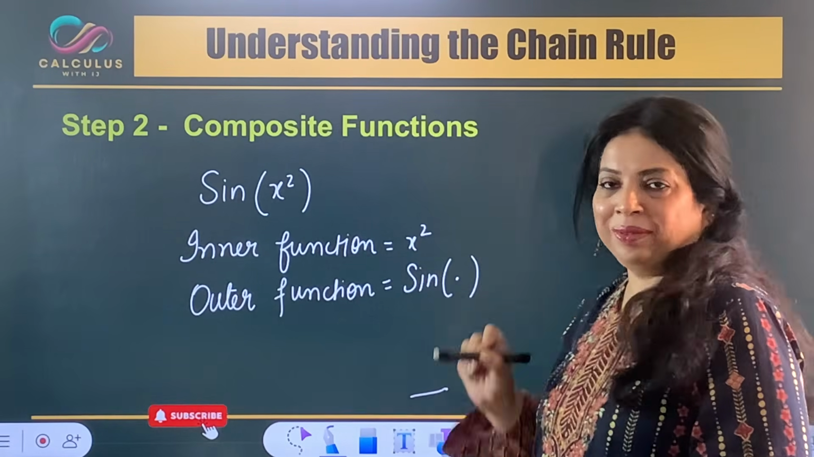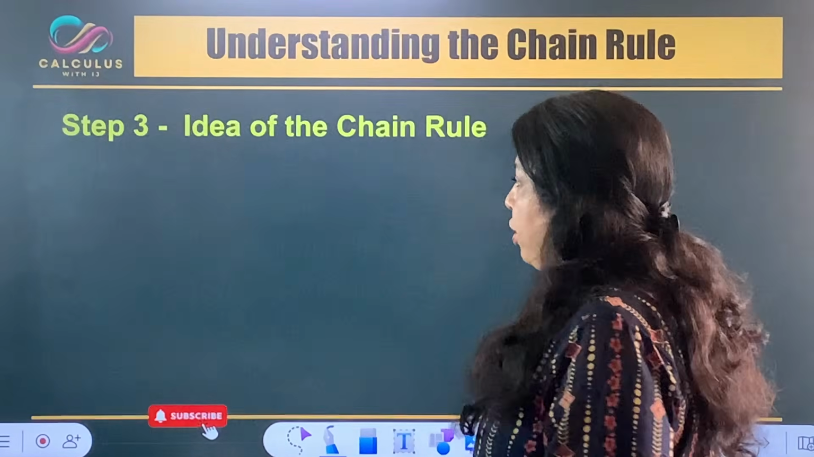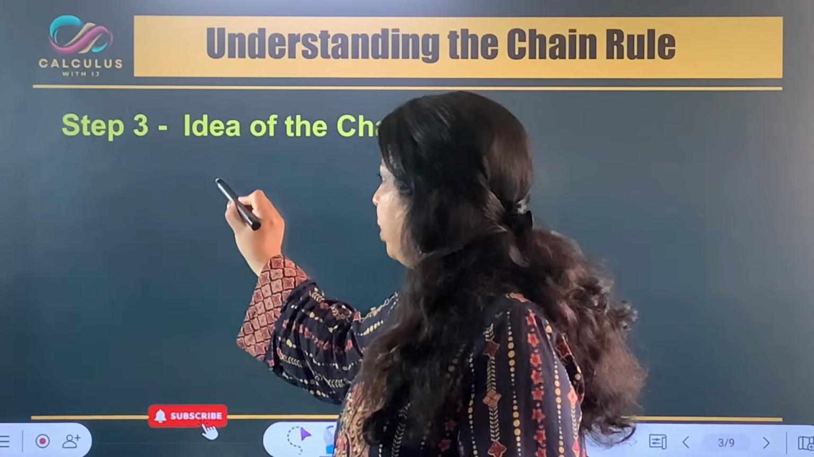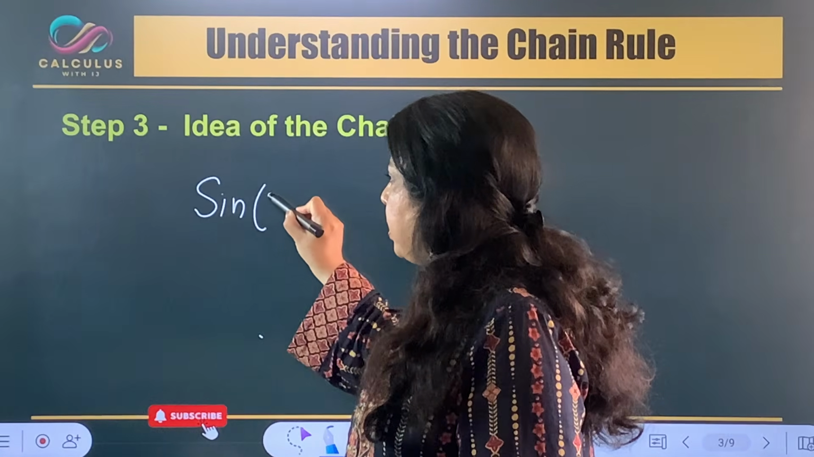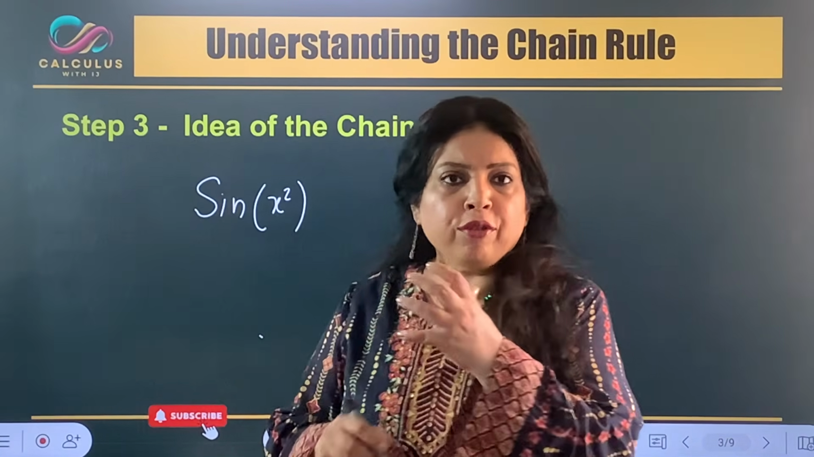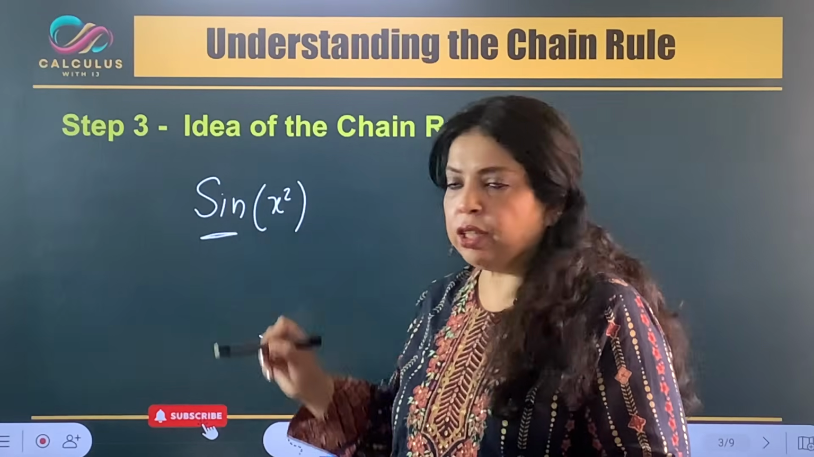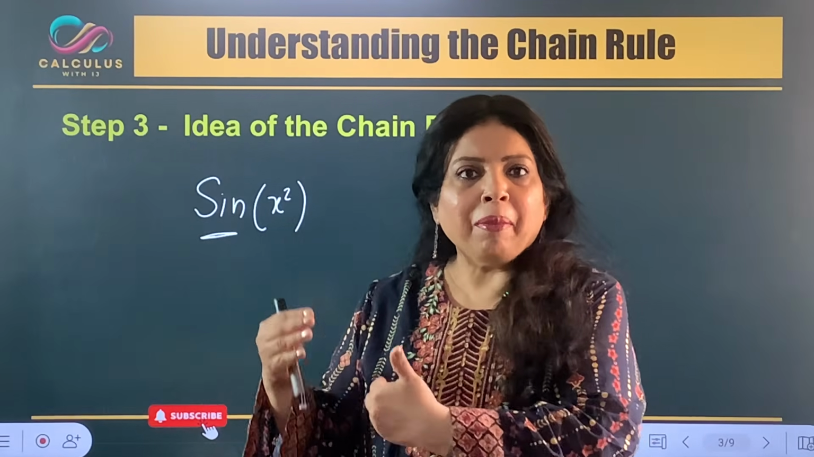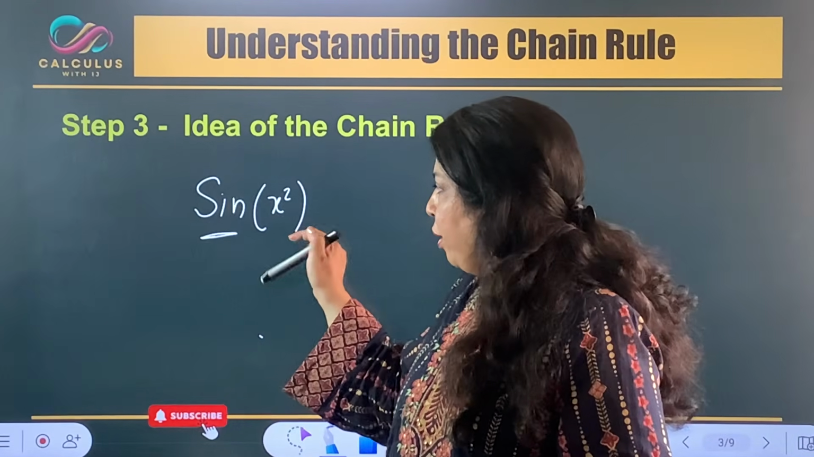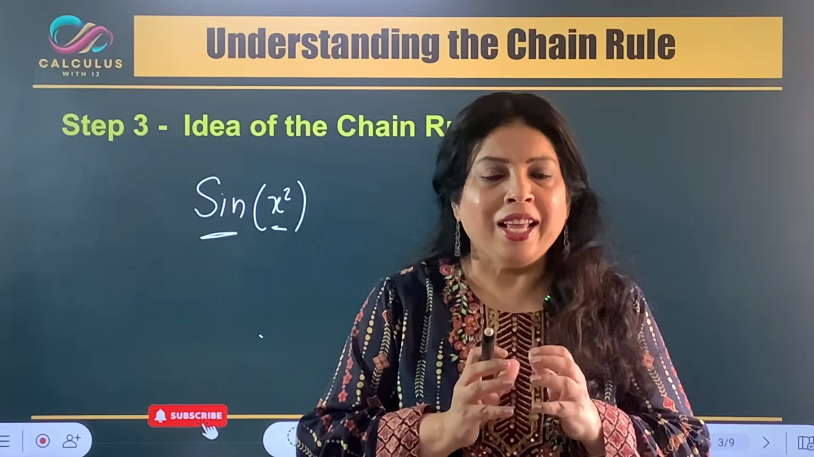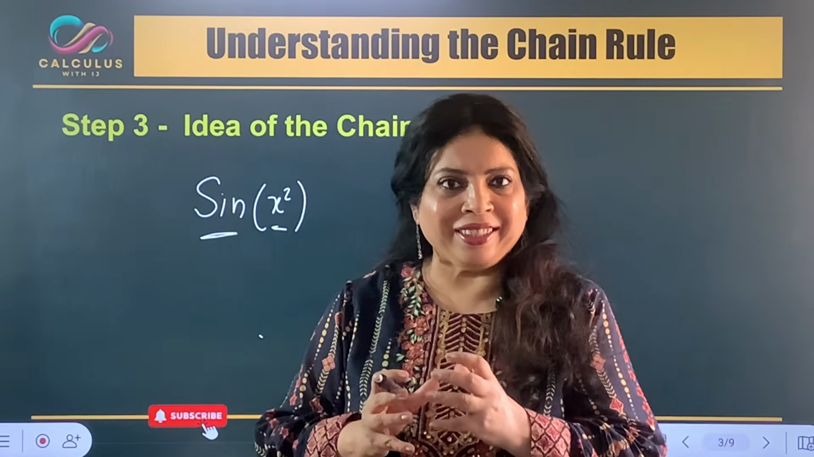sine function. So when we differentiate a composite function, the chain rule tells us that we differentiate the outer function first and then multiply by the derivative of the inner function. This is the main idea behind the chain rule.